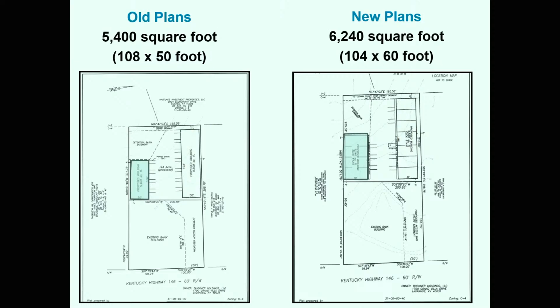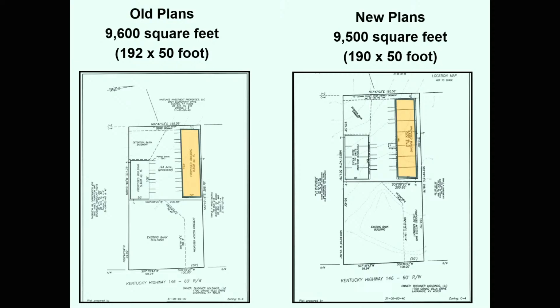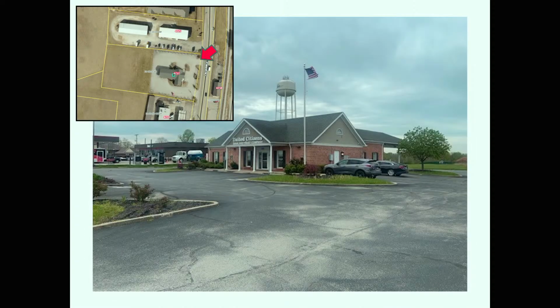Were you good there, Larry? Okay. Yeah. And then on the second building, the old plan showed a 9,600 square foot building, 192 by 50. That new building will now be 9,500 square feet, 190 by 50 feet. So those are really the two changes that they're proposing to you, just some changes to that dimension, and simply here today because the approval only applied to the plans that were presented at your April meeting.